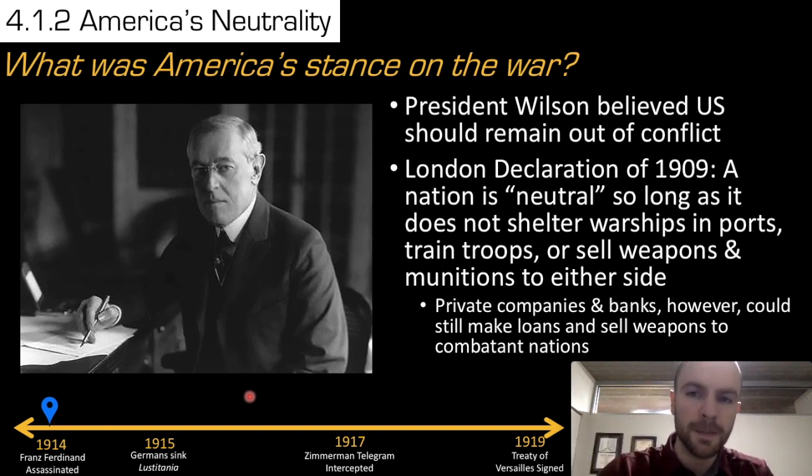President Wilson, this is President Woodrow Wilson, he holds this belief that the United States should remain out of this conflict, that these are European affairs. The United States is way over here, they're way over there. Why should we get involved in their problems? And so he took on a policy of neutrality.